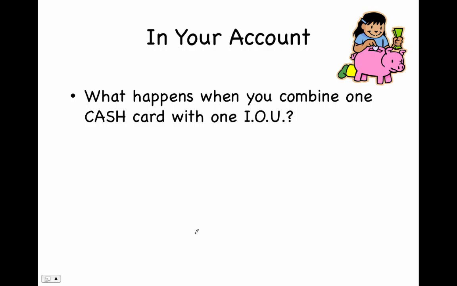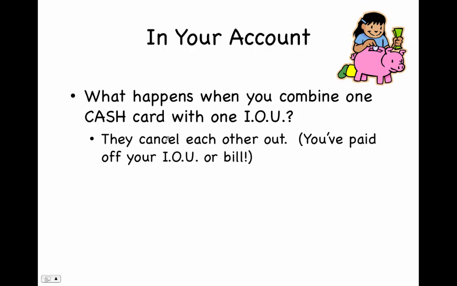Now what happens when you combine one cash card with one IOU? Well, they're going to cancel each other out. Think of it as paying off your IOU or bill. It's canceled, it's gone. So one IOU with $1, you end up with nothing, or 0. So it's like saying positive 1 plus negative 1 equals 0. They're opposites, they're going to cancel out. You paid your bill.